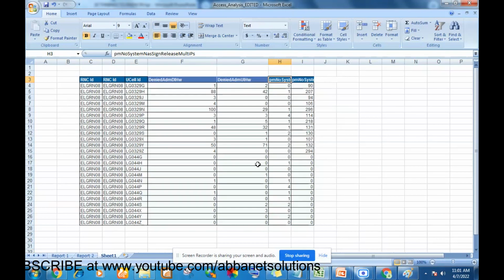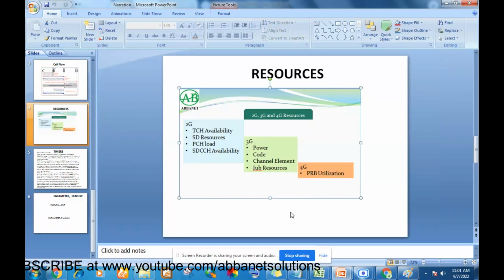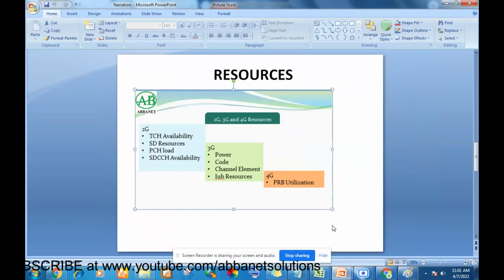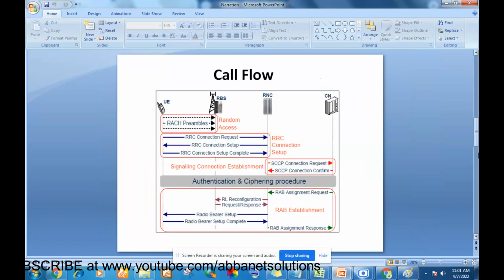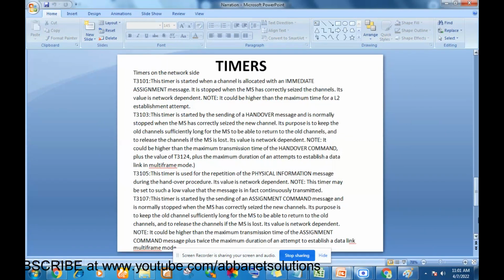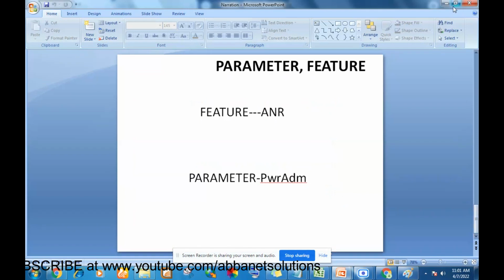So you should be able to know how to check for which cell, and check those counters that are contributing more to the degradation of the RNC. Very, very important to check. If you do not know how to check this, then you will not be able to improve your network very well.